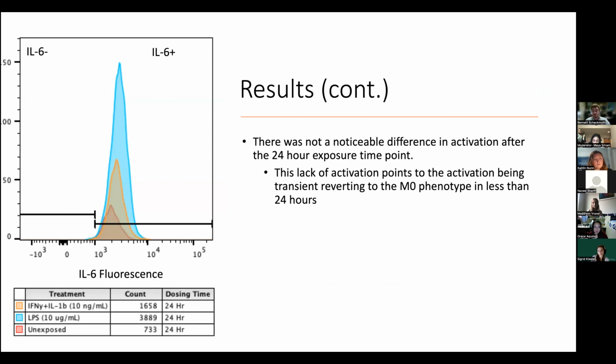After that, we also looked at 24-hour time points because that's what most people do. And as you can see, once again, there is no difference in activation. So this further proves the point that these cells at 4 hours, as you saw earlier, showed positive activation, but at 24 hours, it was reverting back to the M0 phenotype. So once again, this shows that these cells, probably due to their metabolic activity and rapid proliferation rate, are reverting.